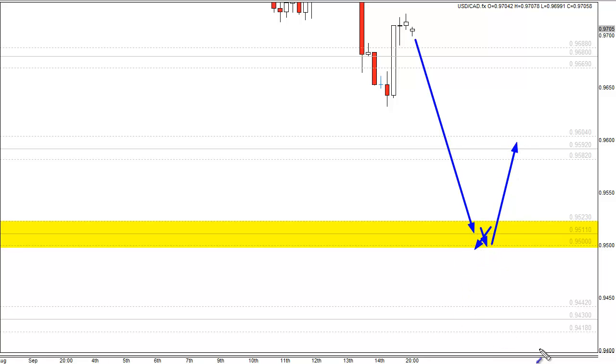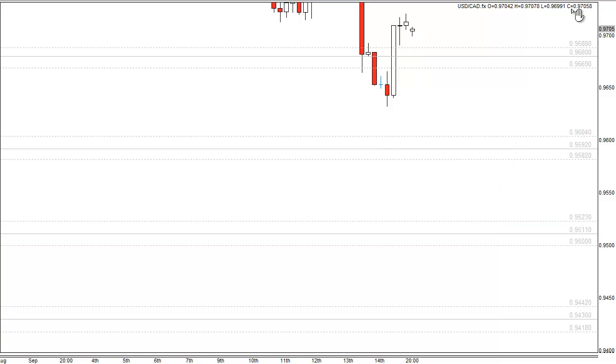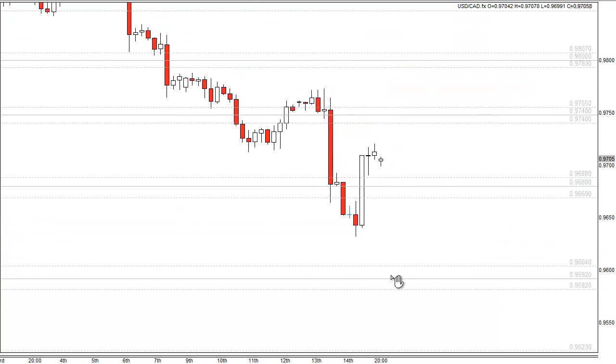I'll be looking to take a bullish reversal trade. So that pretty much wraps it up for the weekly analysis this week. There's quite a few strong areas of support and resistance on both USD-CAD and EUR-USD, so watch out for those areas and have a great trading week.